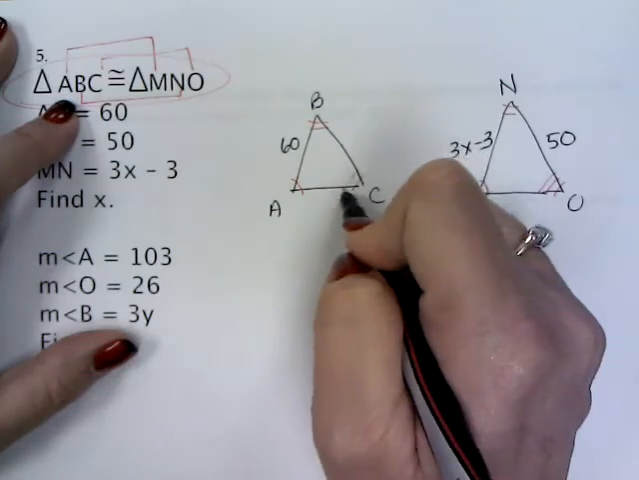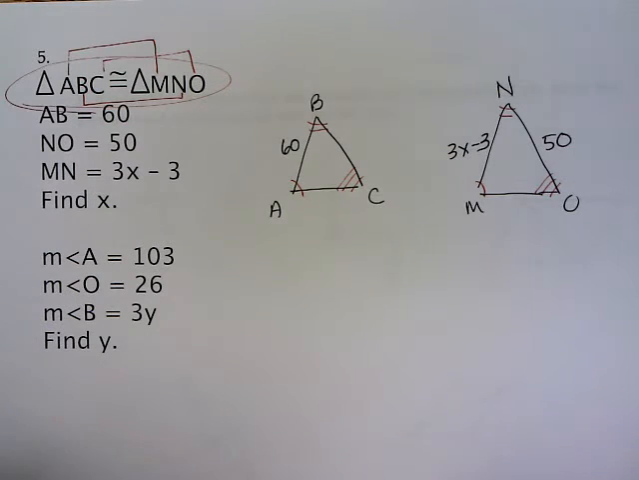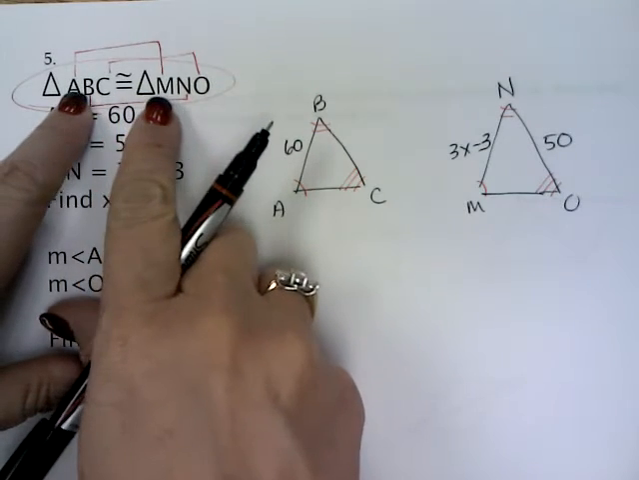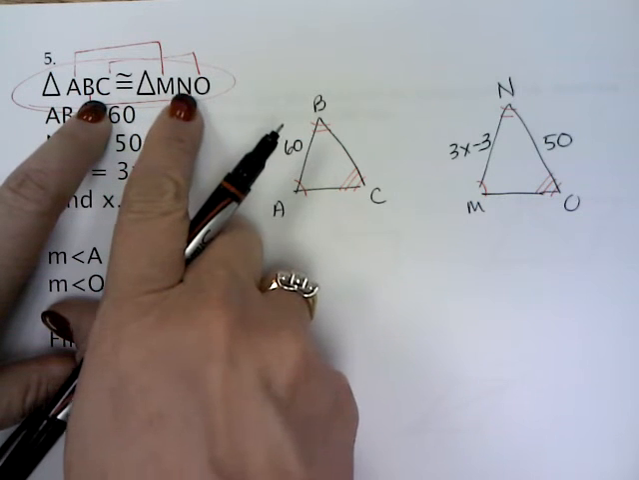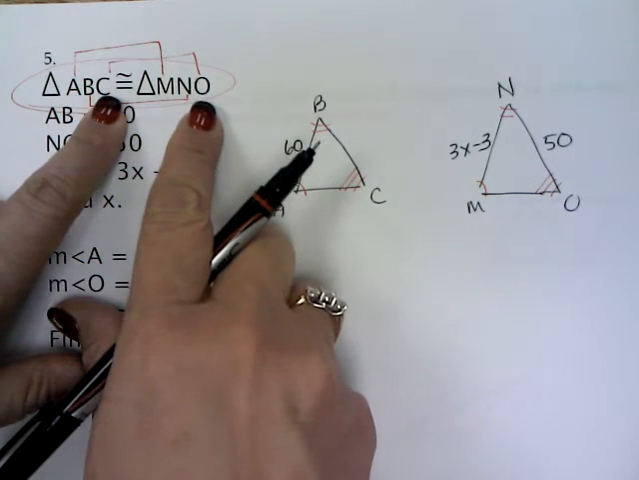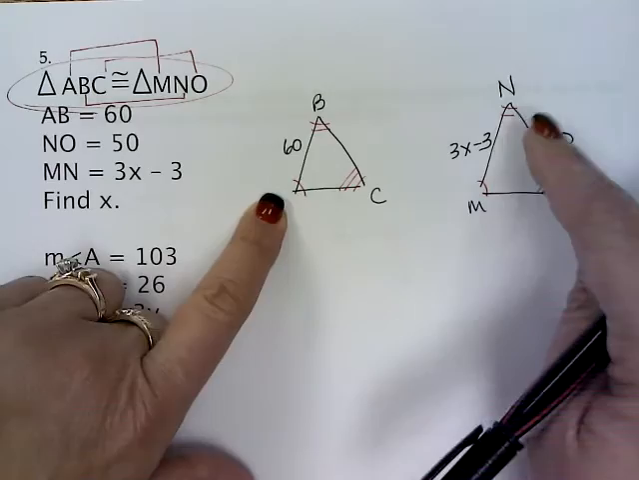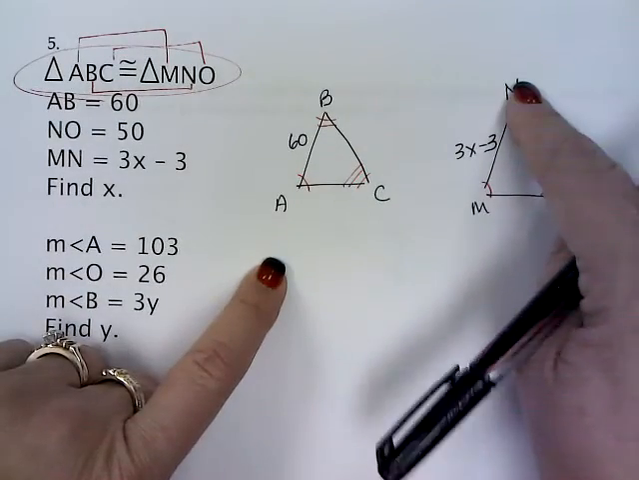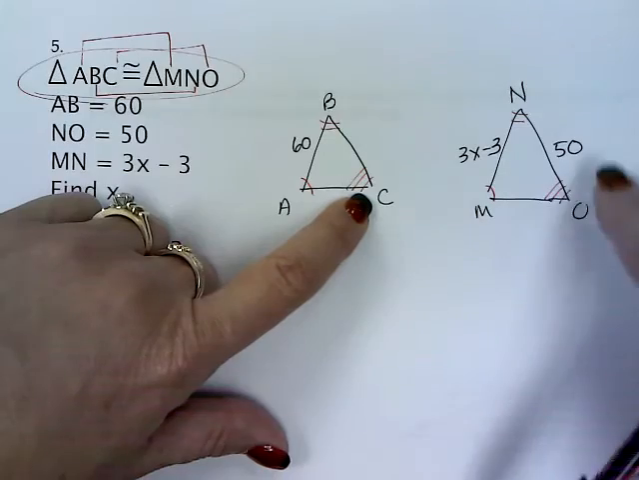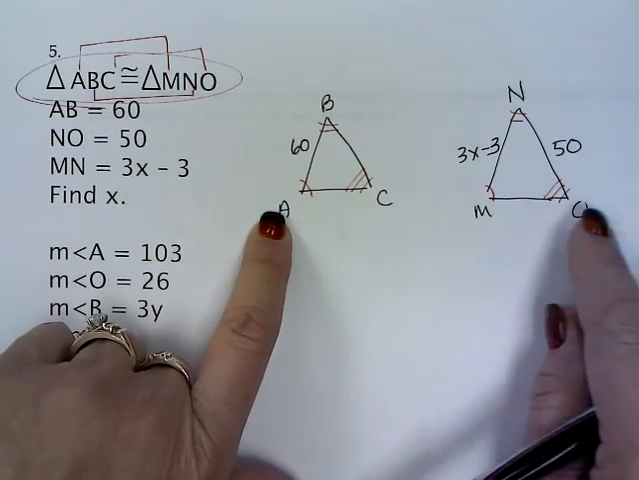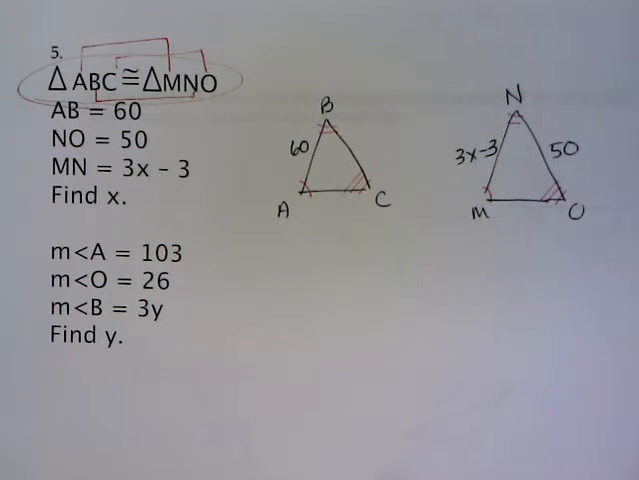The congruence statement is very important because it allows me then to understand who's going to match by my corresponding part. What's a corresponding part? Angle A corresponds to M, angle B corresponds to N, angle C corresponds to O. That means side AB corresponds to side MN. Side BC corresponds to NO, and side CA corresponds to OM. Why is that important? Because corresponding sides of congruent figures are congruent.